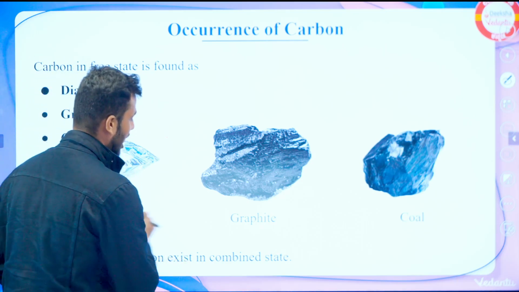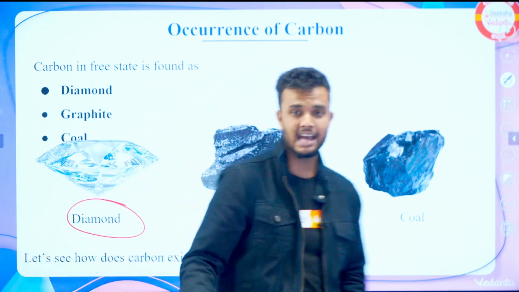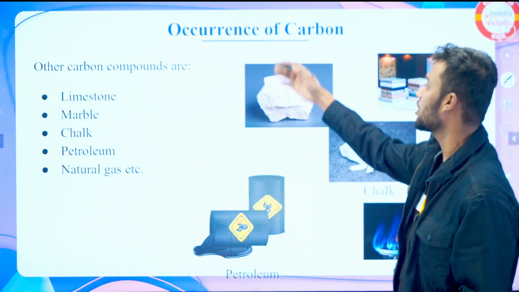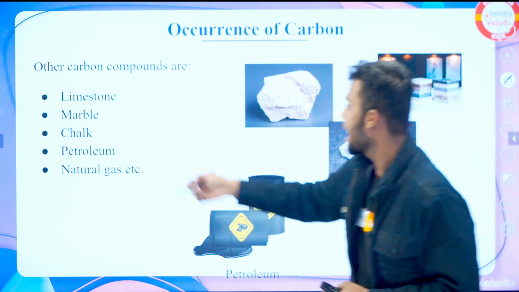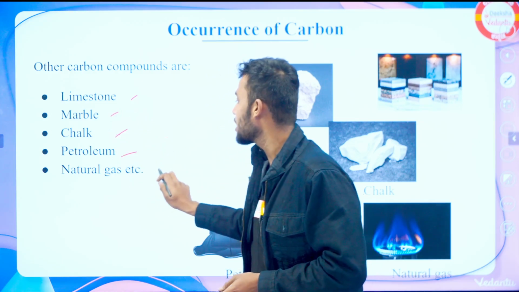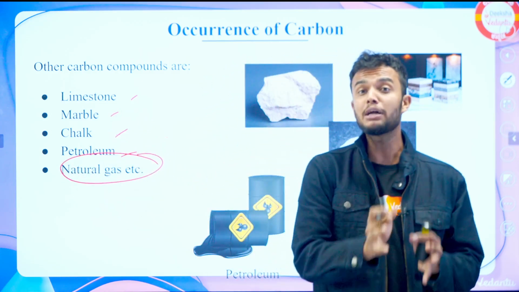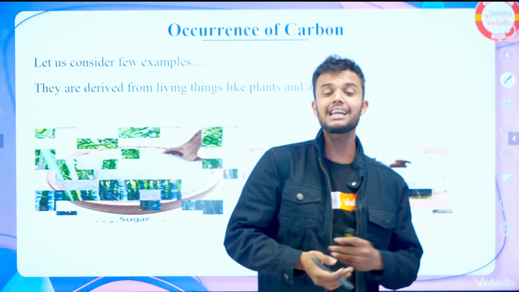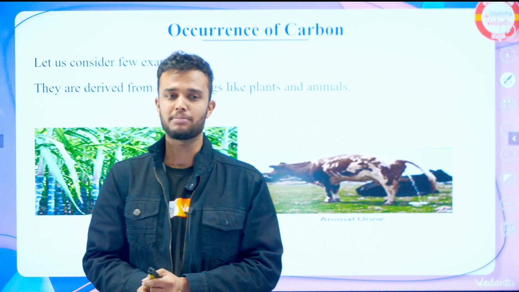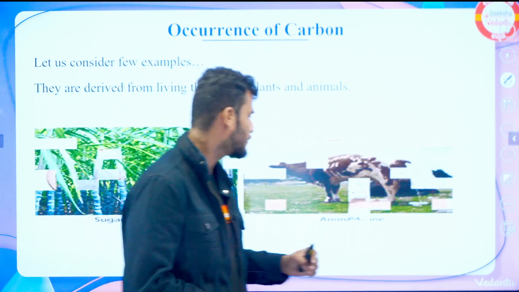For free state carbon, graphite is there, coal is there, diamond is there. And these are the other compounds obtained in the combined state: limestone, marble, chalk, petroleum. These are all the carbon sources obtained in the form of a compound, okay, in the combined state. Occurrence of carbon. Let us consider a few examples.